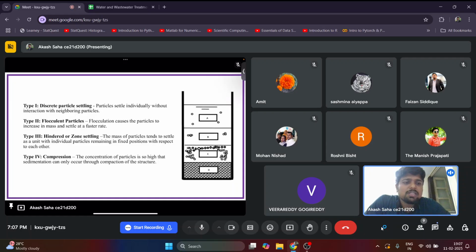Now, the last one is compression settling. Here the concentration of particles is so high that they will compress each other. It will compact, and in that way the particles will be very close. The concentration will be very huge. You can see in the D block, the compression will happen and then the particles will settle down with compression. This happens in sludge reactors or sludge digestion reactors. In those tanks, this kind of settling happens.